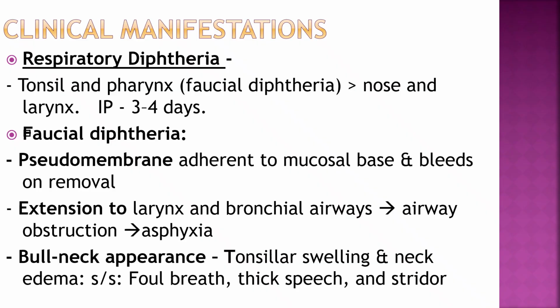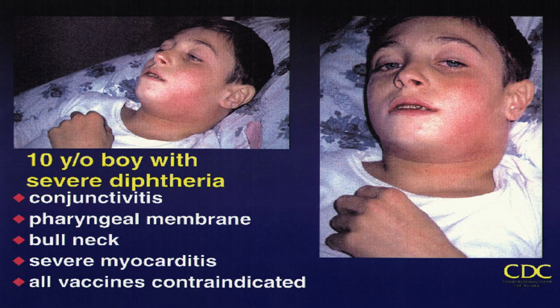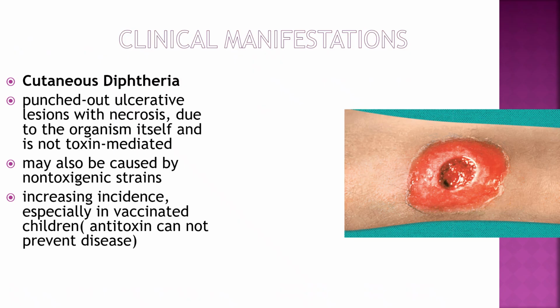So here you can see this white patch, that is the pseudomembrane, and in this child you can see the bull neck, that is cervical adenitis. So this is a 10-year-old boy with severe diphtheria. In that, conjunctivitis, pharyngeal membrane is there, and then bull neck, severe myocarditis, and all vaccines contraindicated. Here you can see the white patch, that is pseudomembrane formation, and bull neck in this child.